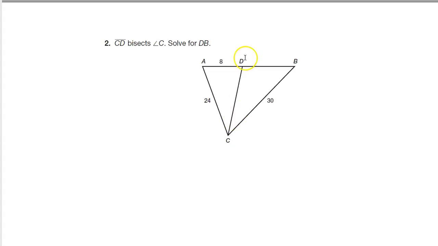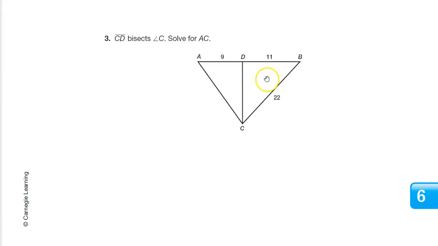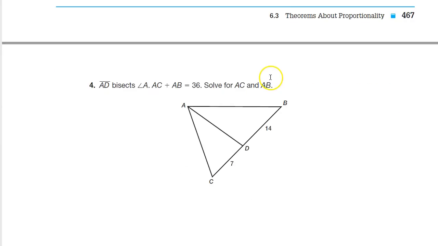If this segment CD is bisecting angle ACB, then you can write a ratio: 24 over 8, or let's say 8 over 24, is equal to x over 30, and solve that. And here you would be able to do the same thing, where you'd say x over 9 is equal to 22 over 11, and solve that.